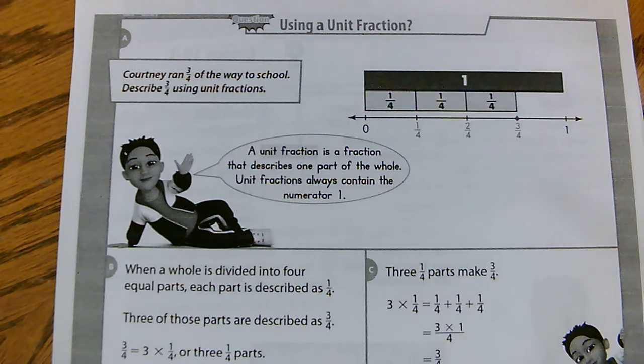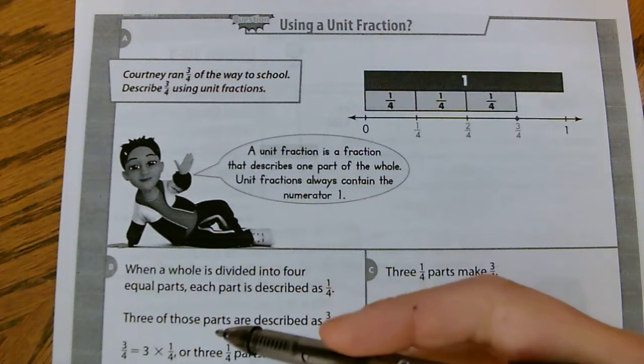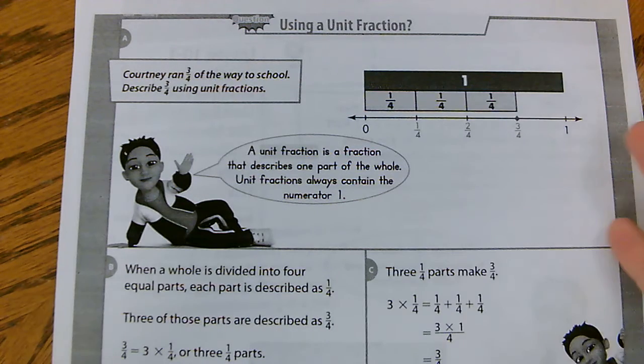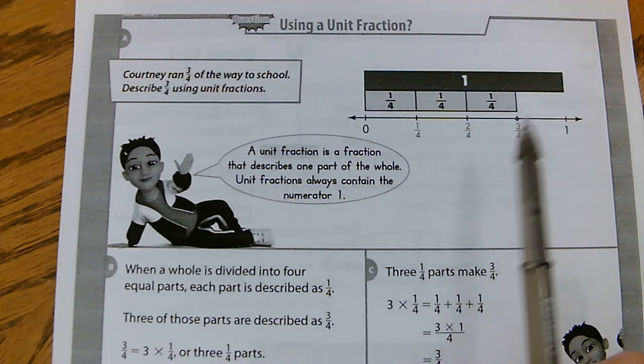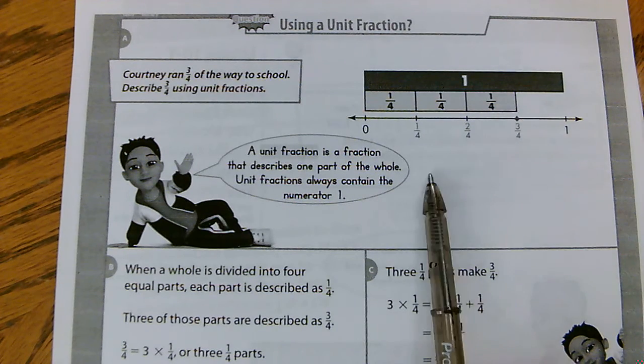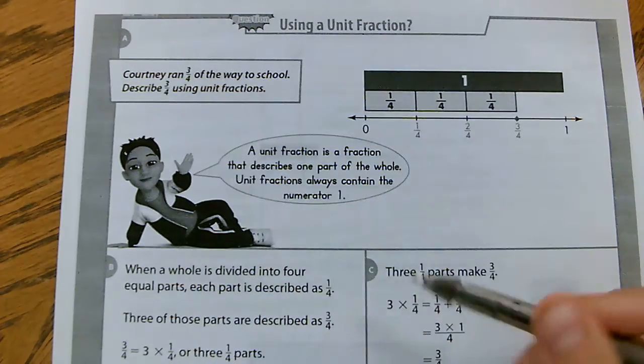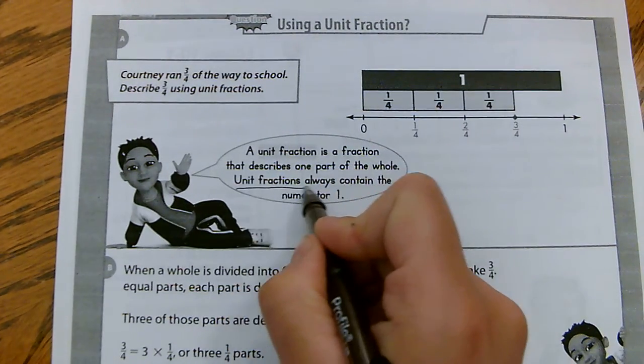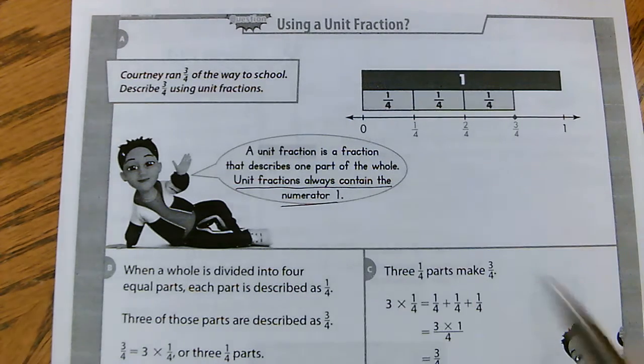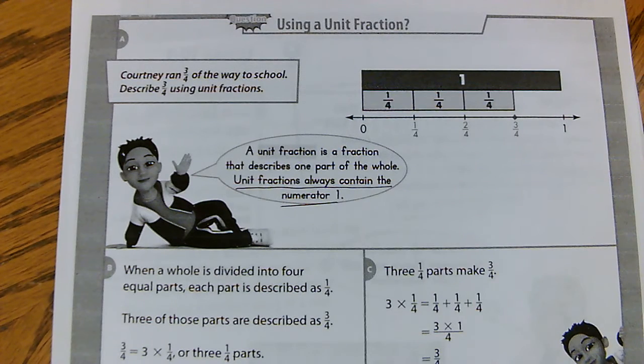Do you remember when we decomposed fractions? We wrote it as kind of an addition sentence that made up that fraction. We're going to do the same thing. But this time we're going to break it down as much as possible. Now when we have a unit fraction, I'm going to direct your attention to this bubble here. Unit fractions always contain the numerator 1. So whenever we have a unit fraction, 1 will always be in the numerator.